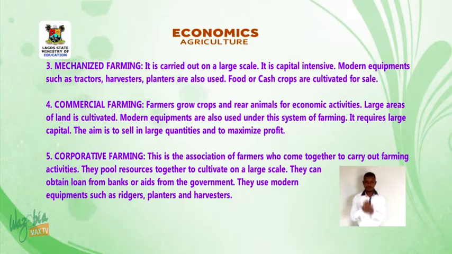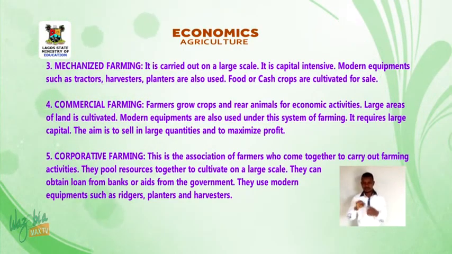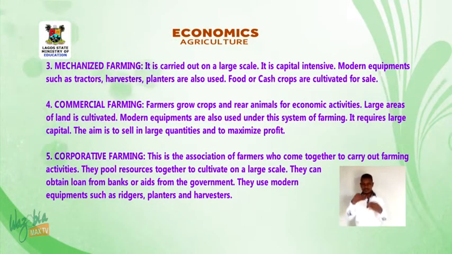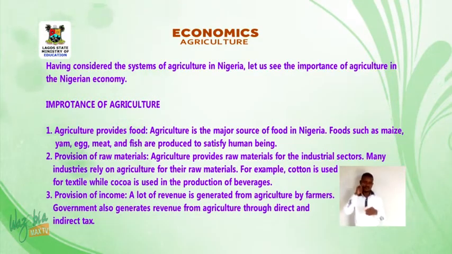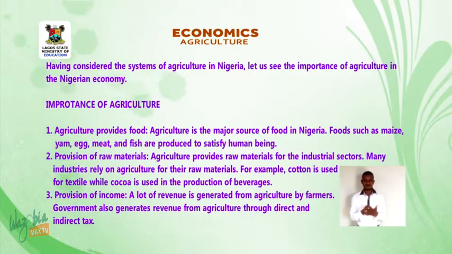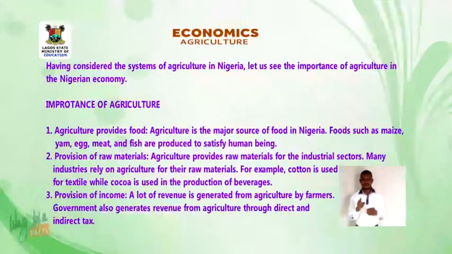They can obtain loans from banks or aids from the government. They use modern equipment such as ridgers, planters, and harvesters. Having considered the systems of agriculture in Nigeria, let us see the importance of agriculture in the Nigerian economy.